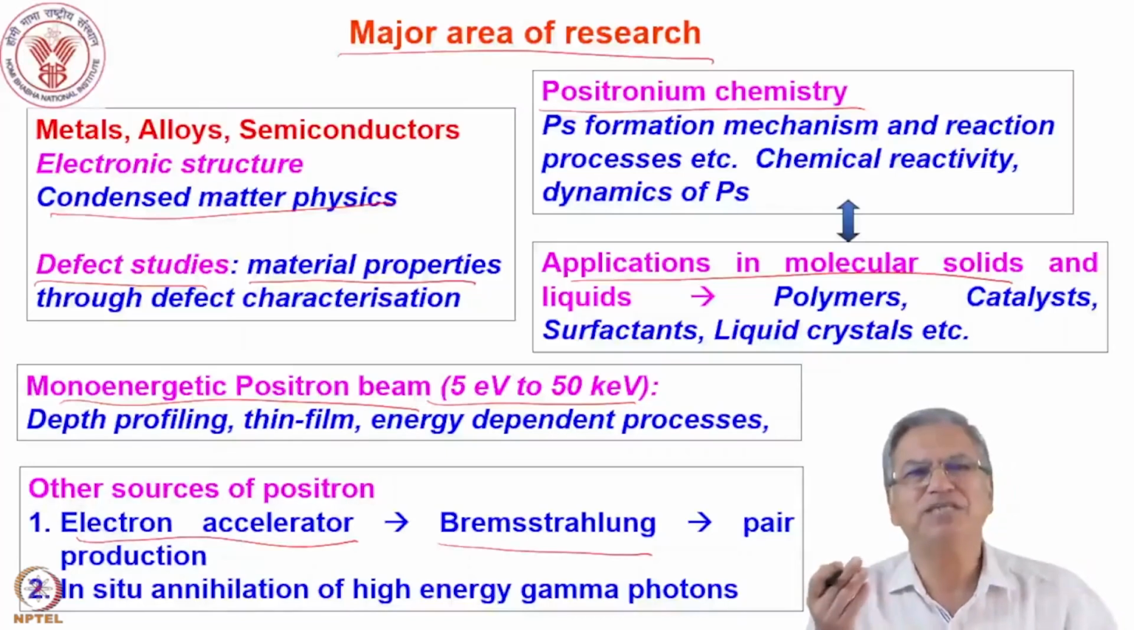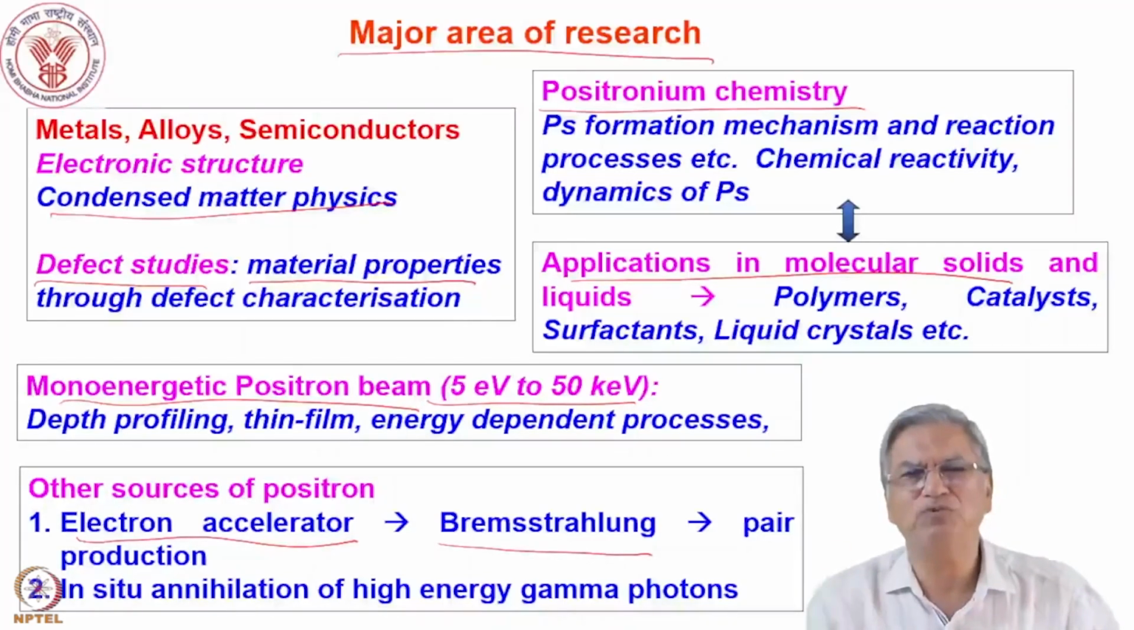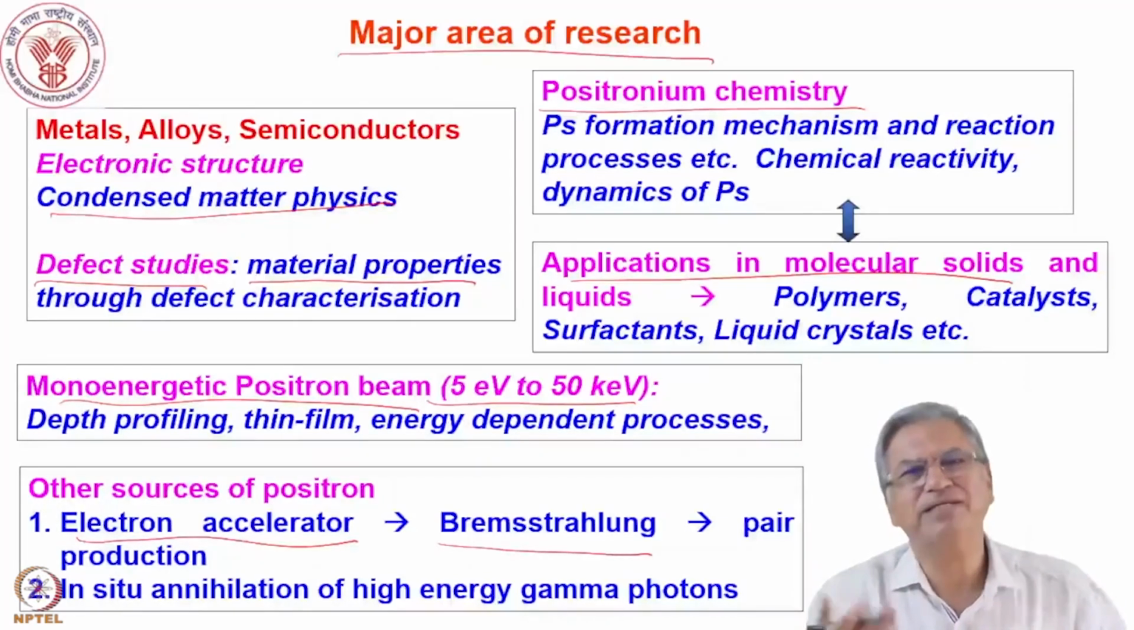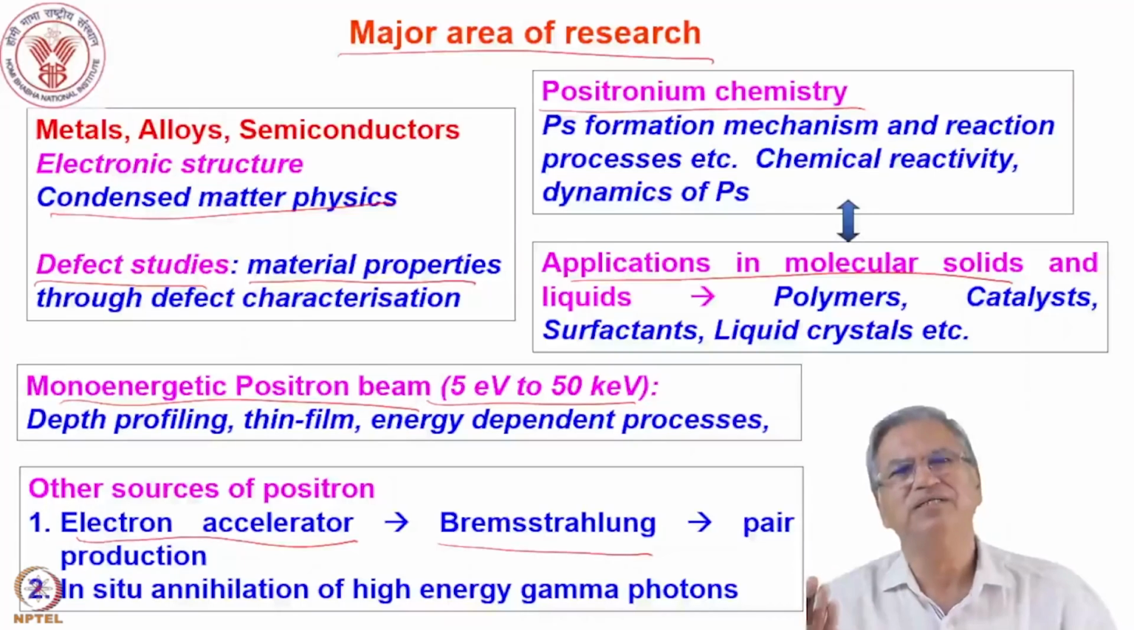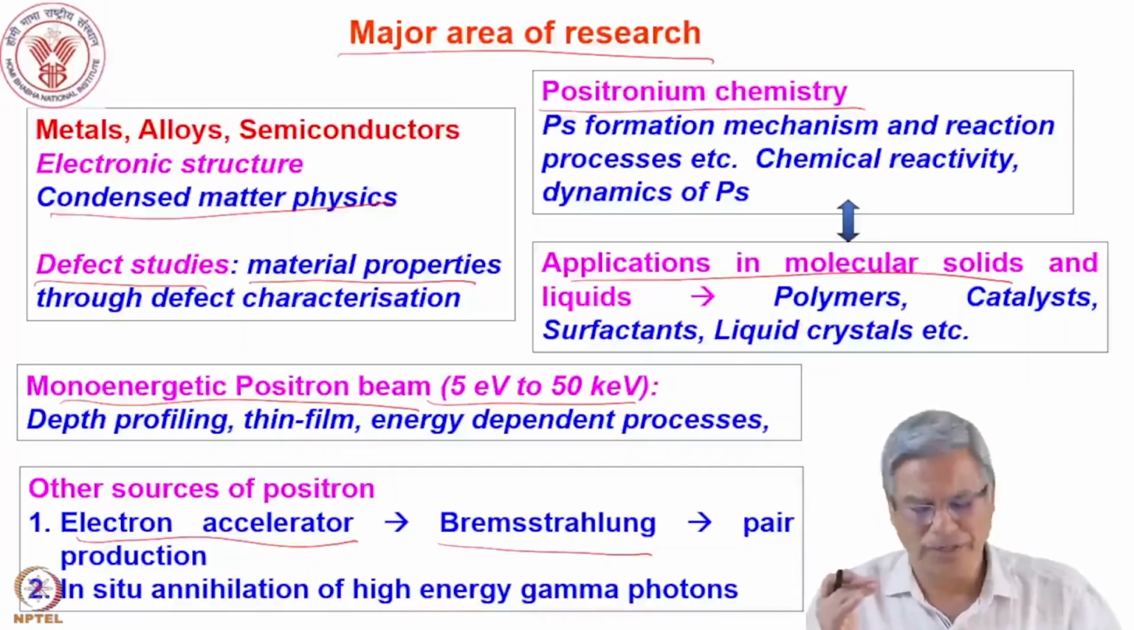Suppose you have a high-energy gamma ray produced in a nuclear reaction, and you stop that gamma ray in your material of interest. Then you can do it in situ: that gamma ray will produce positrons by pair production, and from the annihilation 511 keV spectrum, you can find out the electron momentum in the material. So a lot of high technology materials have also been studied using in situ positron annihilation spectroscopy with in situ gamma rays.